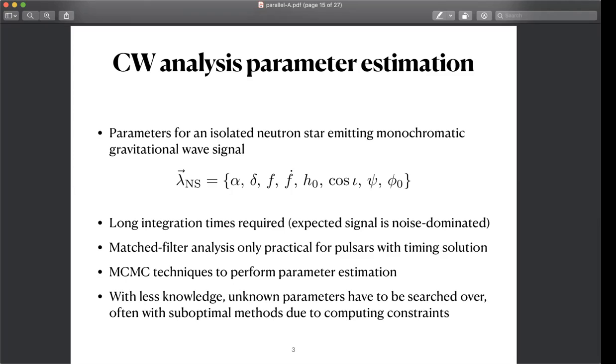Markov chain Monte Carlo techniques for parameter estimation could be expanded to LISA sources, as well as the techniques that have to search for unknown parameters. They could also be utilized to search for unknown sources in LISA that haven't been characterized electromagnetically.